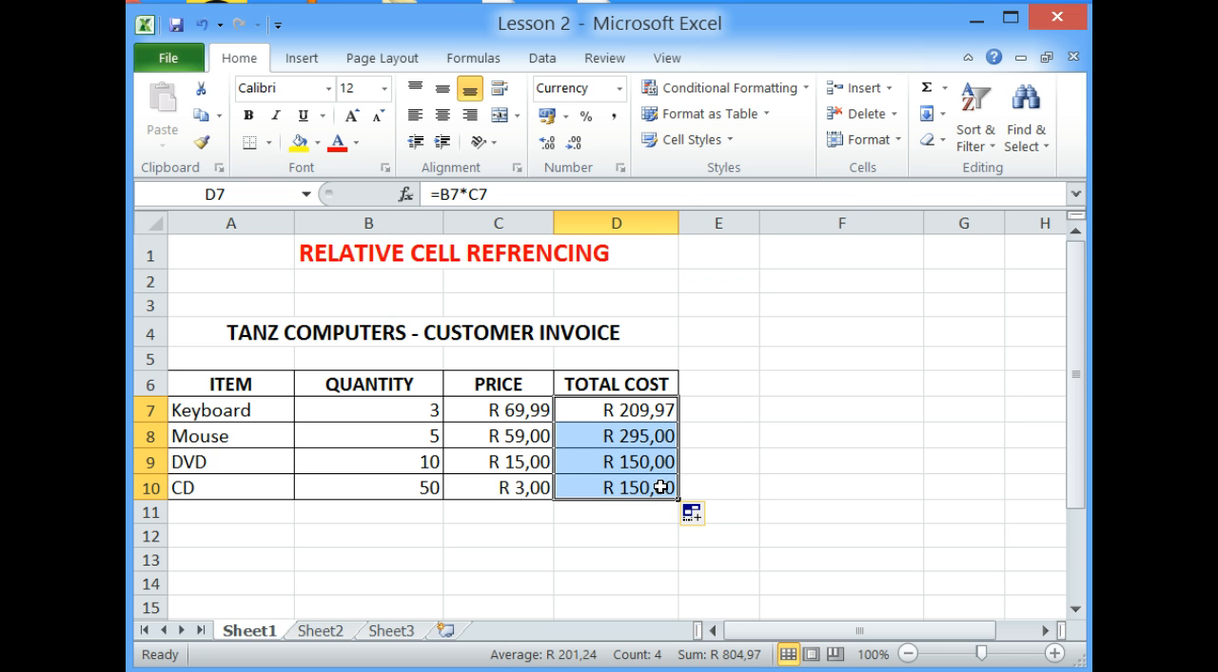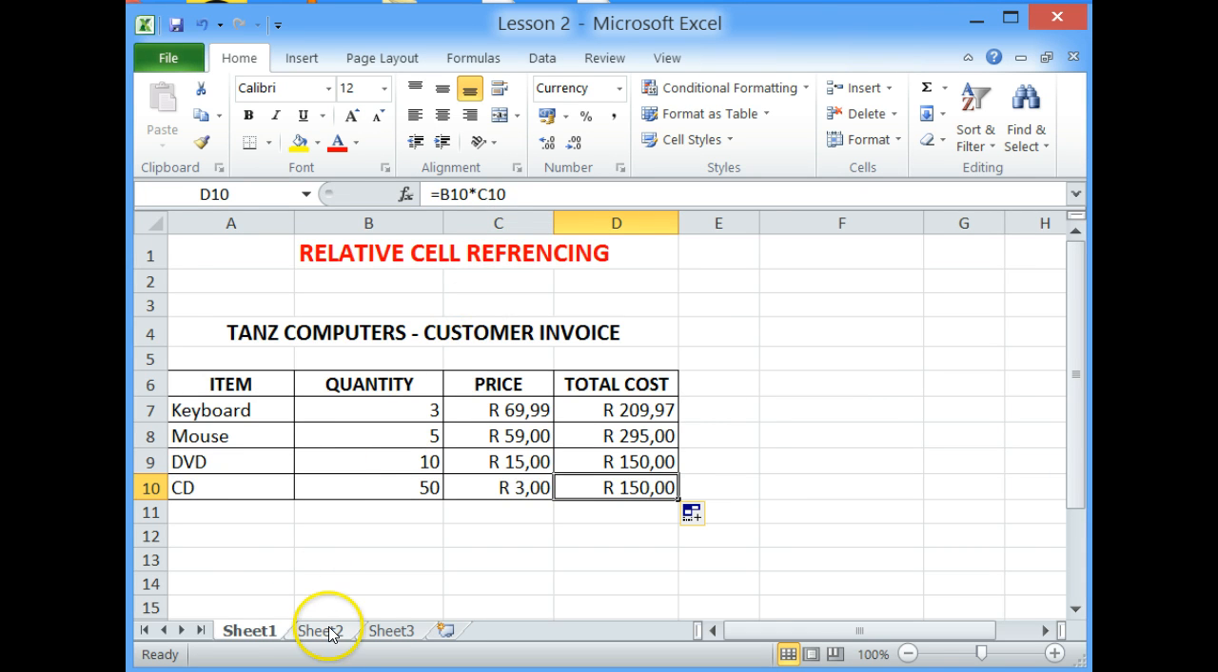to the other cells. And if we look at cell D8, the formula now has recalculated, or automatically adjusted itself, to B8 times C8. In cell D9, the formula is B9 times C9. And in cell D10, the formula now is B10 times C10. So that is an example of relative cell addressing.